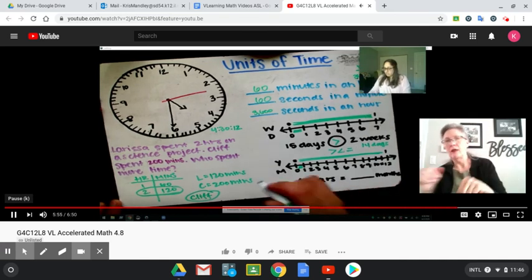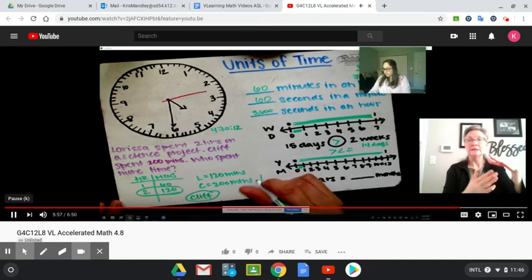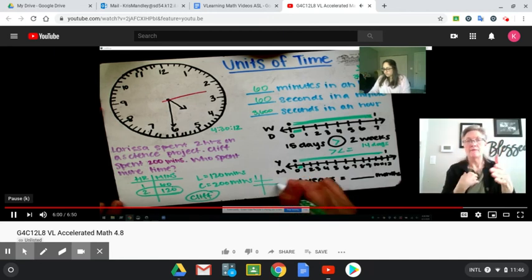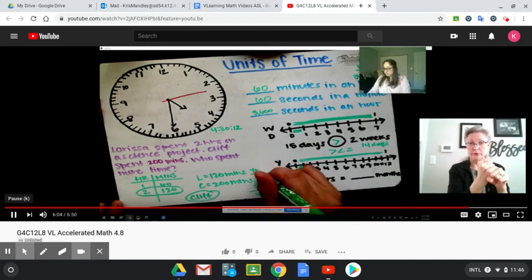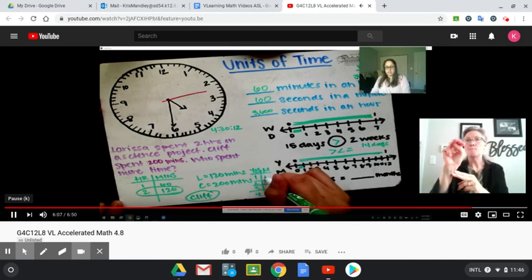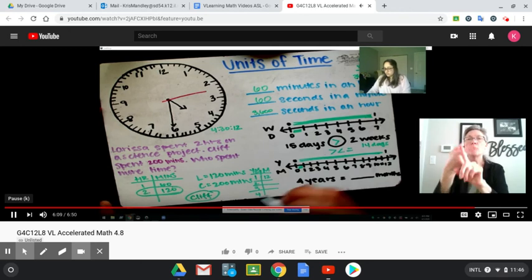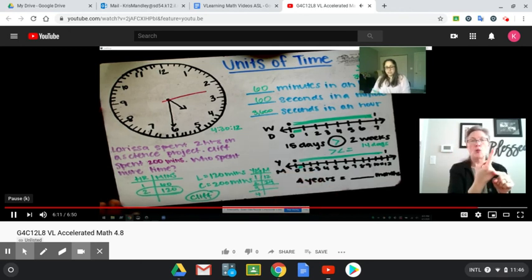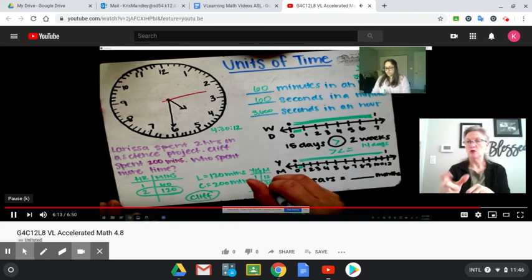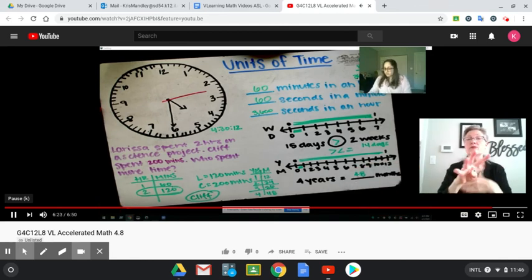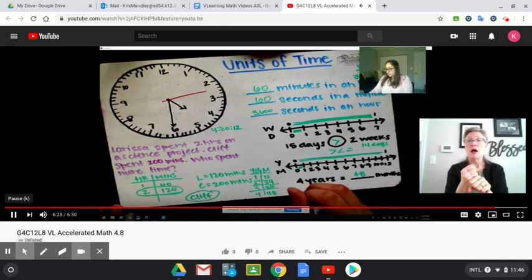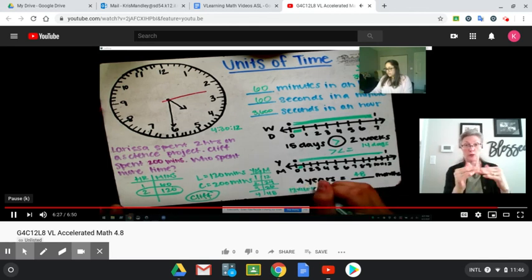So if I use a table, I would have 1, 2, 3, 4. These are my years. And then my months, I know there's 12 months in 1 year. So that means there's 24 months in 2 years. If I keep adding 12, I see 36 in 3 years. And lastly, 48 months in 4 years. So I could write that there are 48 months in 4 years. Alternatively, if you just did 12 times 4 equals 48, that's awesome.